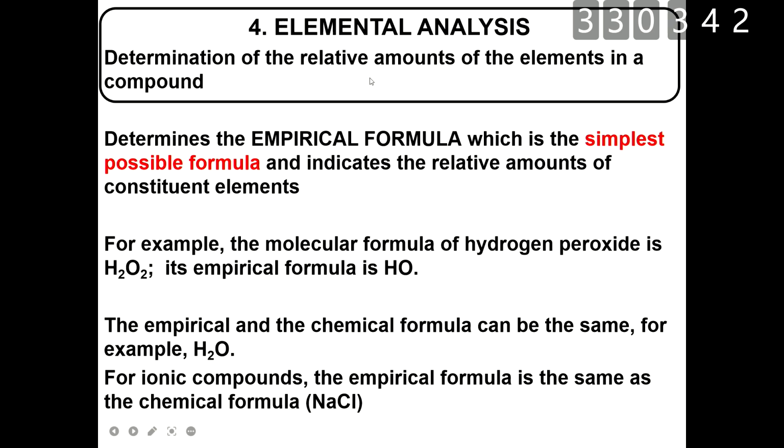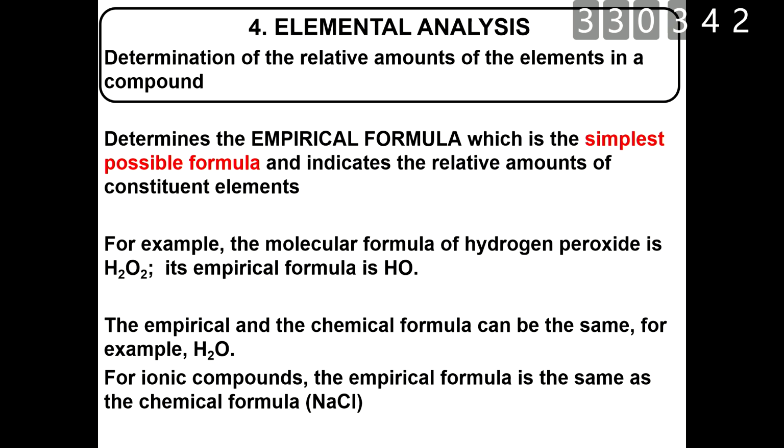Which one is the most difficult? Physical chemistry, because for physical chemistry you must do a lot of very complicated calculations, and many theories are inside. So it's the most difficult. Okay, so elemental analysis is about the determination of the relative amount of elements in a compound.